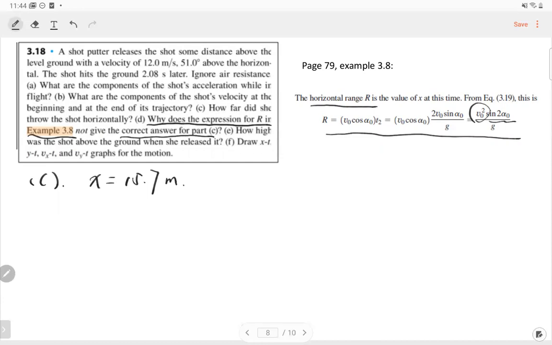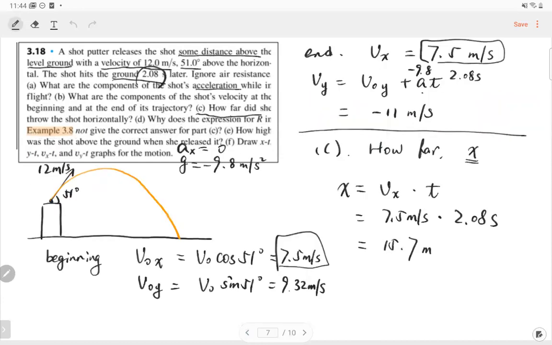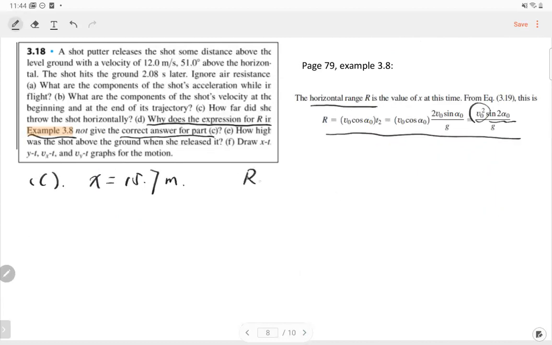You will find that the initial velocity is 12. So we have R equal to 12 squared multiplied by sine 2 times the angle, the angle is 51, over g, 9.8. Okay. Then you will find that this value is smaller than the 15.7 meter.